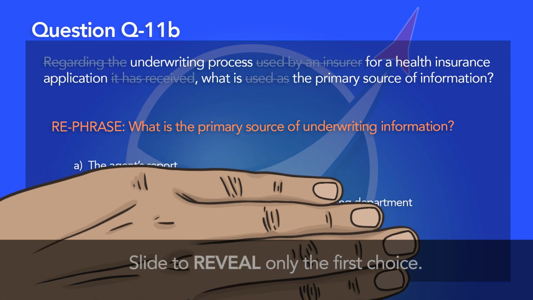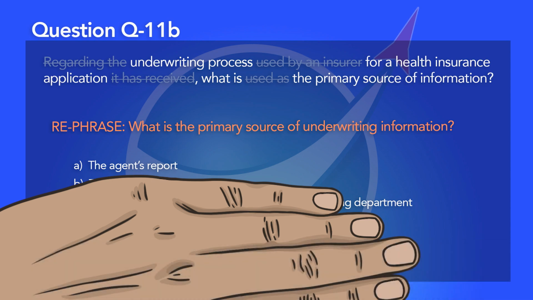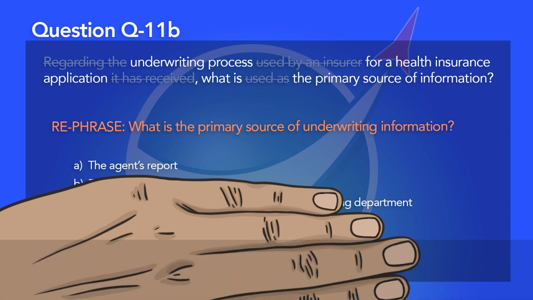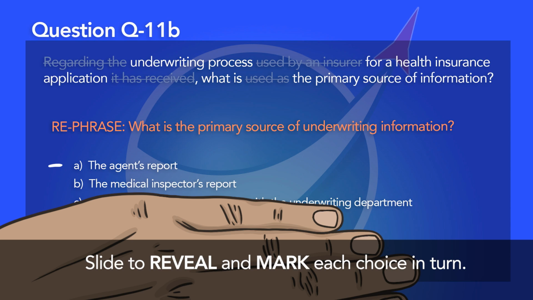And we're going to slide our hand down and reveal choice A. And it says the agent's report. So now what I have to ask myself, is the agent's report the primary source of underwriting information, which was the rephrase that I did? And I know as an insurance agent that the agent's report is not the primary source of underwriting information. So I'm going to put a minus sign there next to A. Now I'm going to slide my hand down and look at choice B, the medical inspector's report.